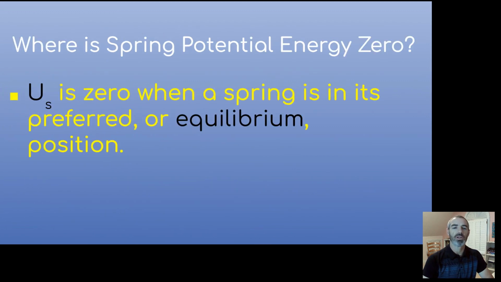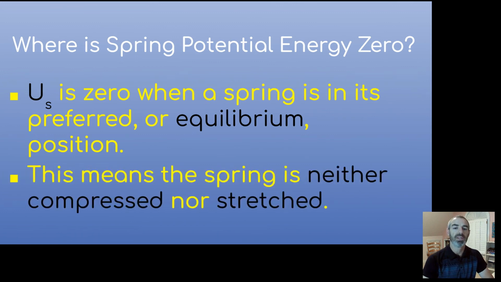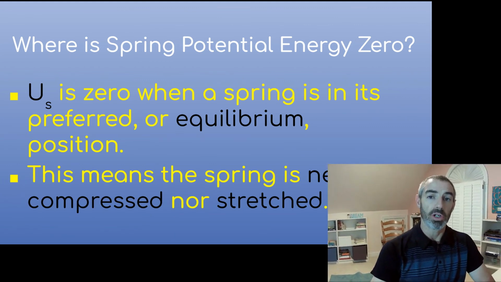So, where is a spring's potential energy zero? Well, when it's at its preferred or equilibrium position. You'll see this word equilibrium for springs a lot. This means that the spring is not stretched nor compressed. So this is Hooke's law and stored potential energy in springs.